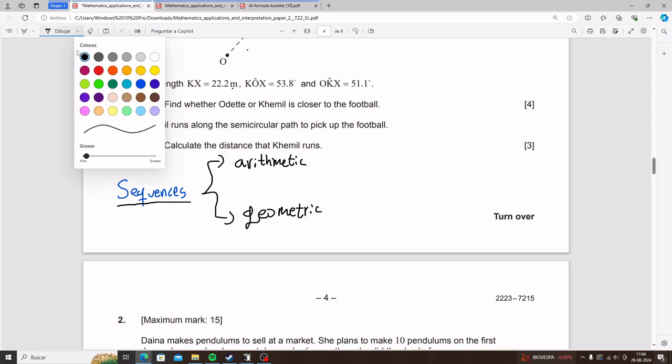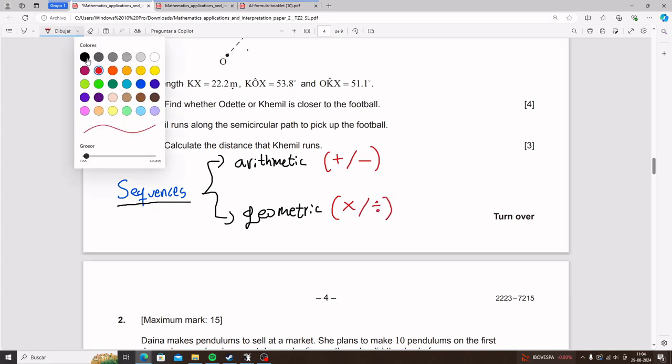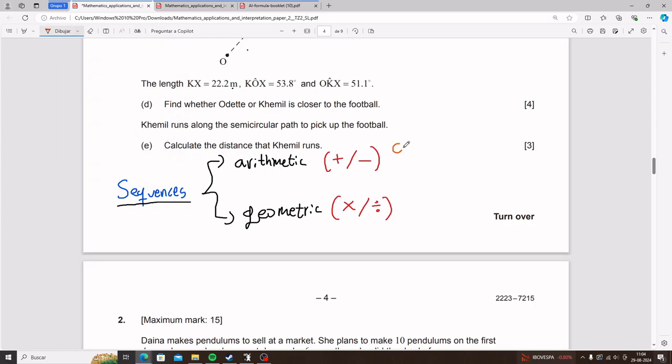Now, for the arithmetic, I need you to associate it to adding and subtracting, while for the geometric, I need you to associate it to multiplying and dividing, okay? For arithmetic, we talk about a common difference. So however much you add or subtract by will be D, while for geometric, we have a common ratio. So you multiply or divide by a so-called R. Okay, so that's the first thing we need to talk about. An arithmetic sequence is adding or subtracting. A geometric sequence is multiplying or dividing.